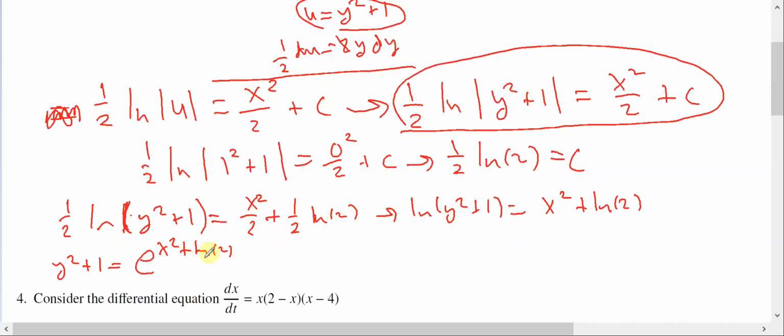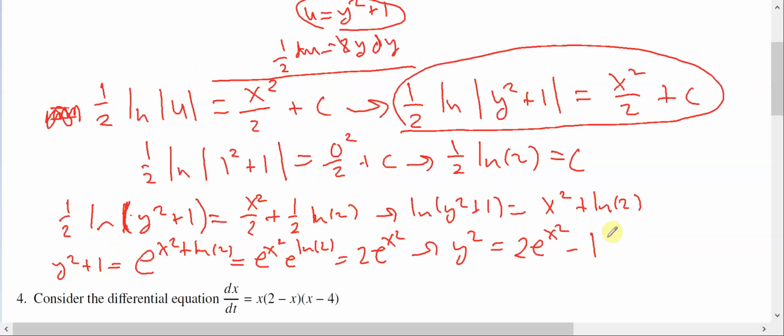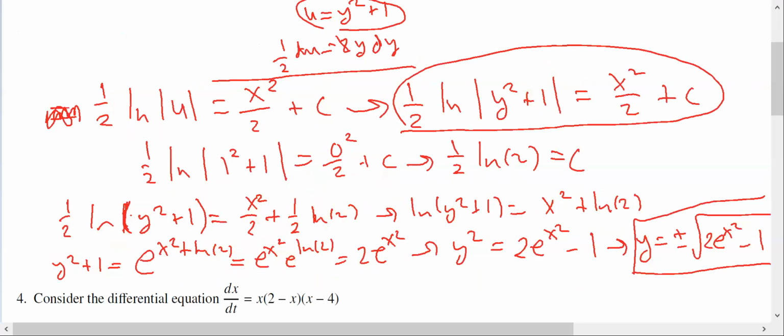You can actually simplify e to the natural log of 2. You can write this as a product on the right-hand side, e to the x squared times e to the natural log of 2, and that's 2. So this is 2e to the x squared. And then I'll subtract 1, so I get y squared equals 2e to the x squared minus 1, and then I'll take the square root of both sides. So I do have to put the plus or minus since I don't know for sure whether it's positive or negative. So anyway, this would be my final explicitly solved for y solution to this equation.